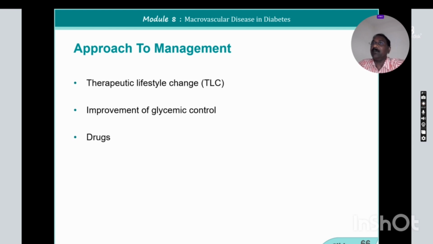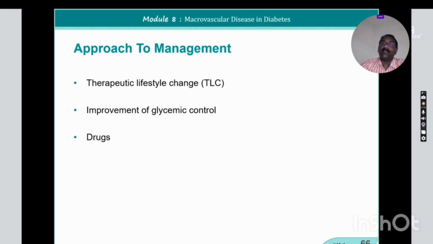What is the second one in diabetic individuals? Improvement of glycemic control. With uncontrolled diabetes, you will have hypertriglyceridemia. Once you control the diabetes very effectively, the triglycerides also will come down. That is the reason I say: isolated hypertriglyceridemia in the presence of uncontrolled diabetes, don't treat with fibrates. Again, I am repeating, don't use any fibrates. Control the diabetes very effectively, and the triglycerides will come down.